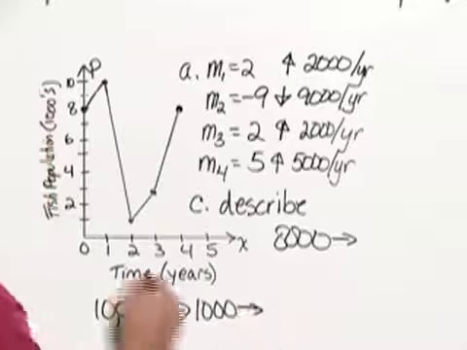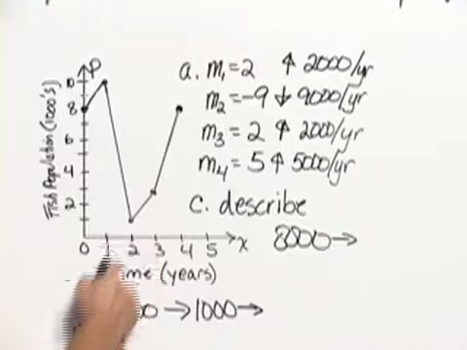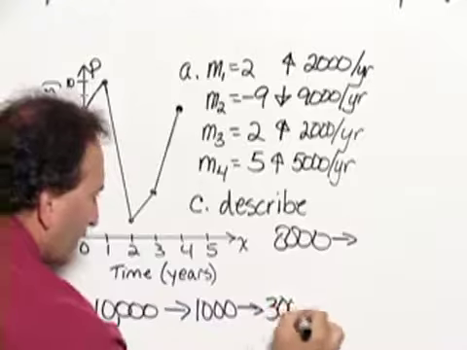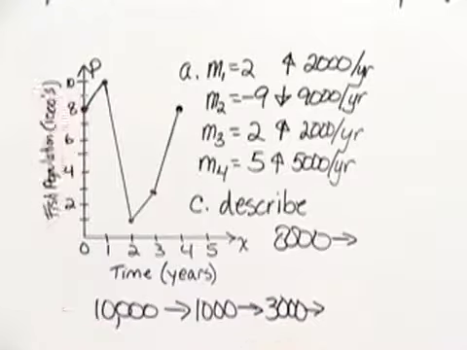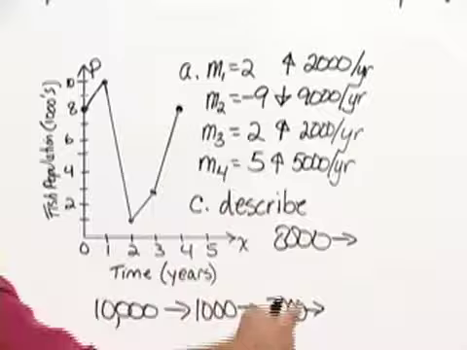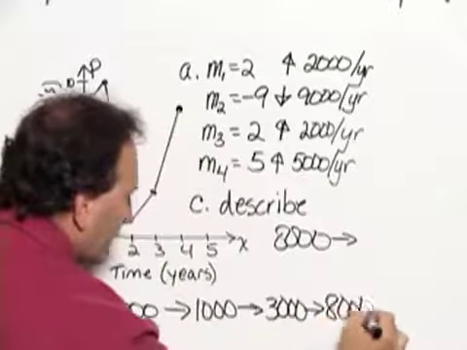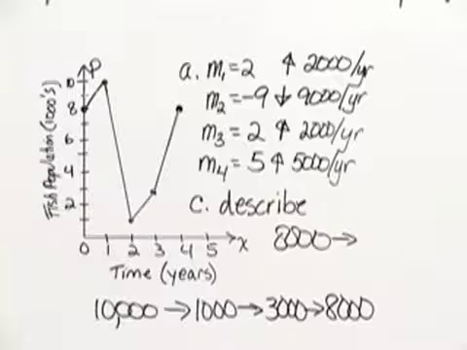Now, it then increased again in that next year, at a rate of 2,000, so we ended up with 3,000, and then it increased at a rate of 5,000 per year, added on to the 3,000, brings us back to the same population that it was at the beginning of 8,000 fish.